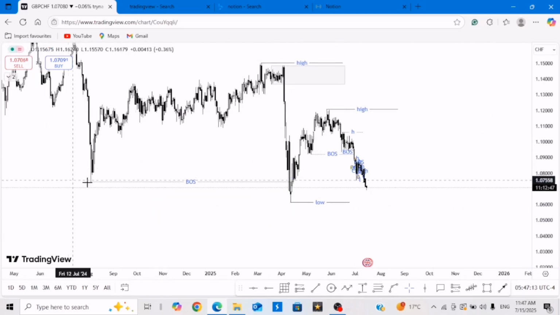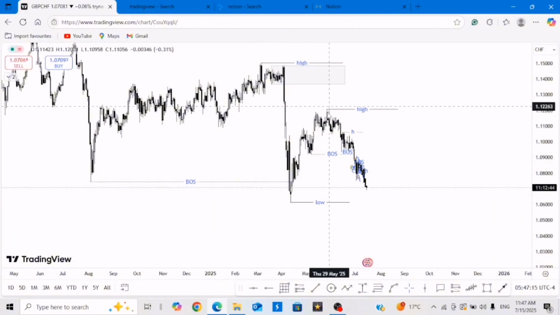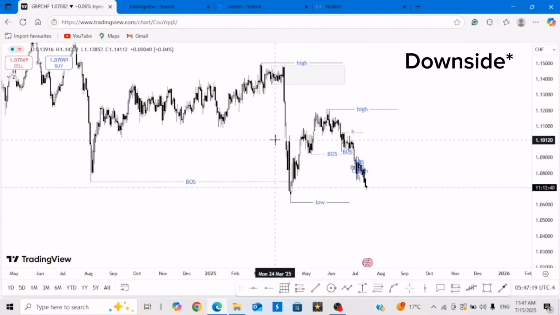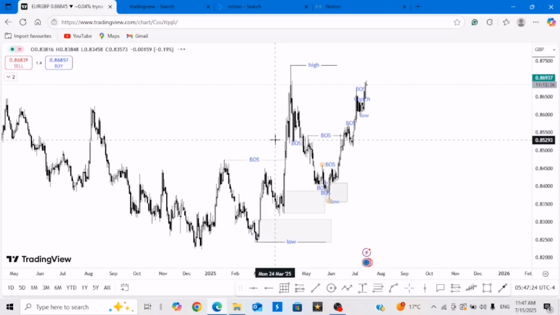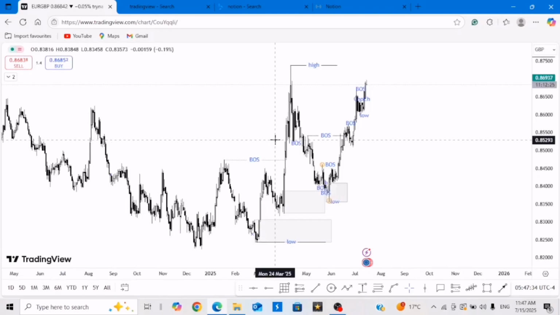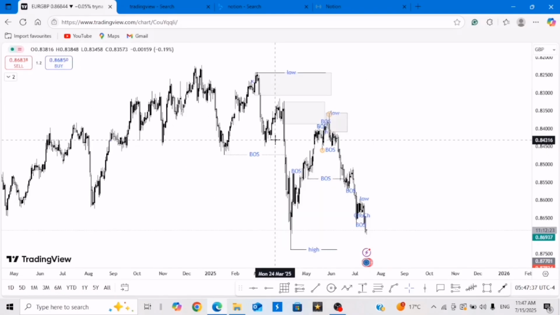You guys can clearly see we got a break of structure. Price came for a pullback. Now we are in an impulsive phase to the upside. And guys, I won't lie, it seems like EUR/GBP and GBP/CHF are inversely correlated as well, because look at the structure here. Let me switch it up. This is EUR/GBP, I just flipped it now. You guys can clearly see how it looks.